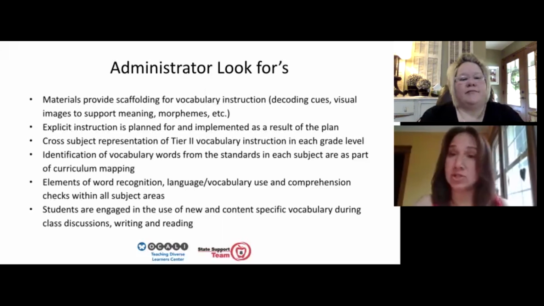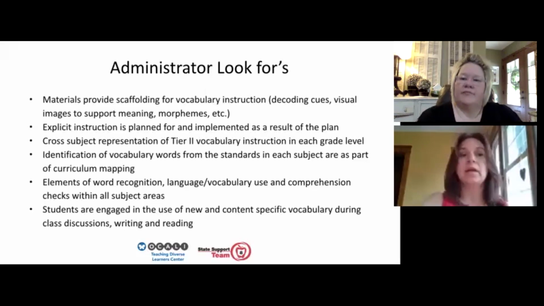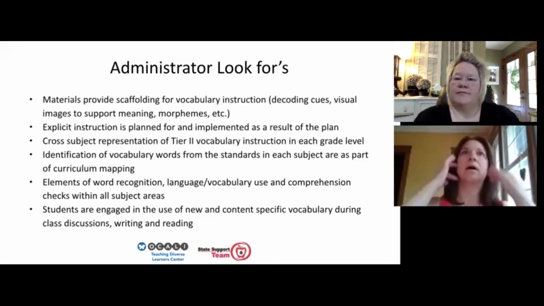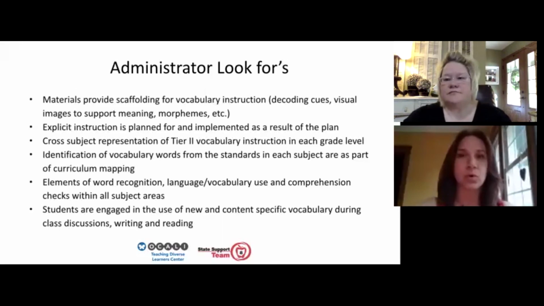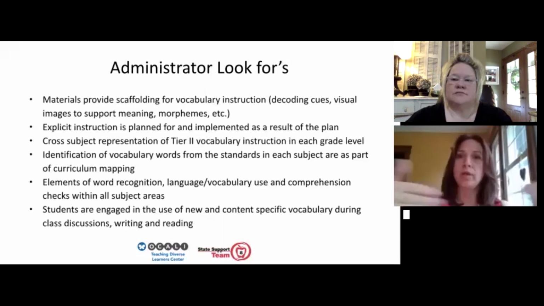Also, identification of vocabulary words from the standards in each subject, that they're part of curriculum mapping. So again, we go back to being proactive and not just having a curriculum map that gives a resource or very cursory information, but what are those tier 2 vocabulary words that are identified that we can align across and integrate into all those subjects?